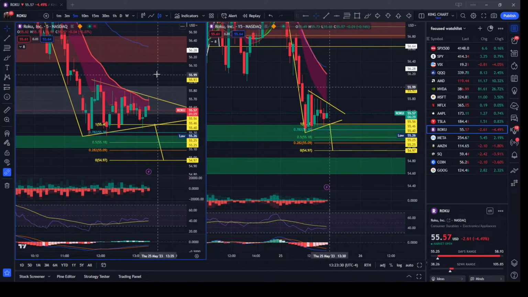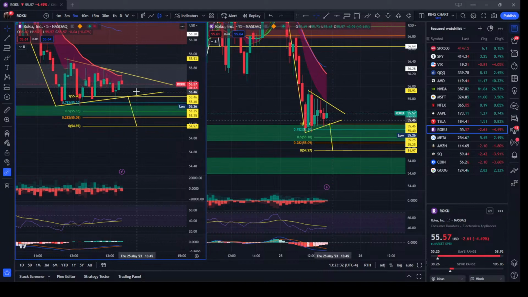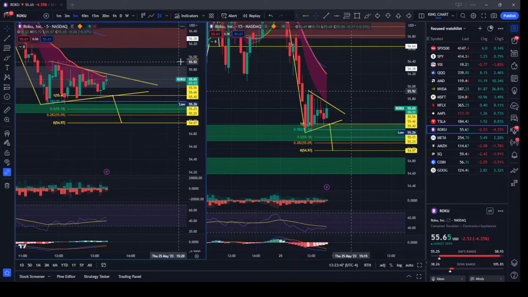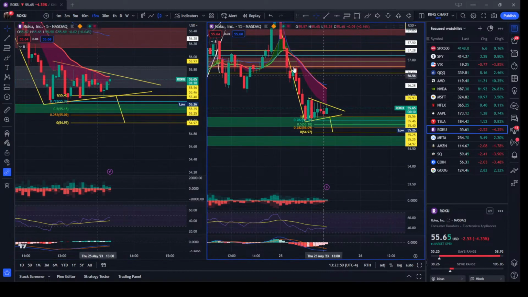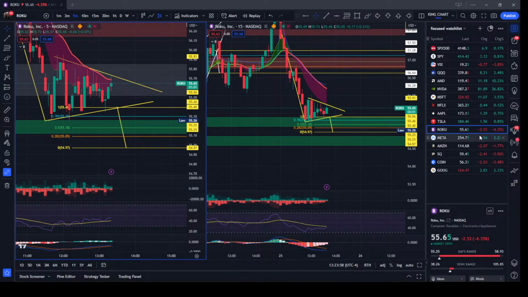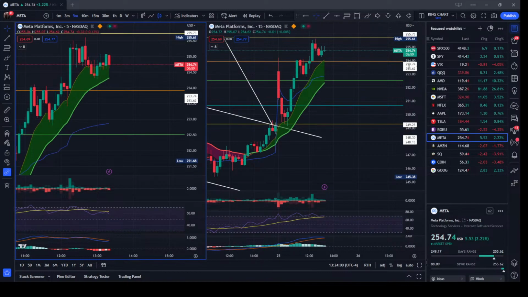Reason I wouldn't play the bearish move yet is because one, we're still in the pattern, and two, RSI is above my 20 EMA, which is that yellow line. So that's bullish for me. So no, thank you, not yet. Even though overall trend for Roku on the 15 is red and bearish, we have to wait. What about Meta?